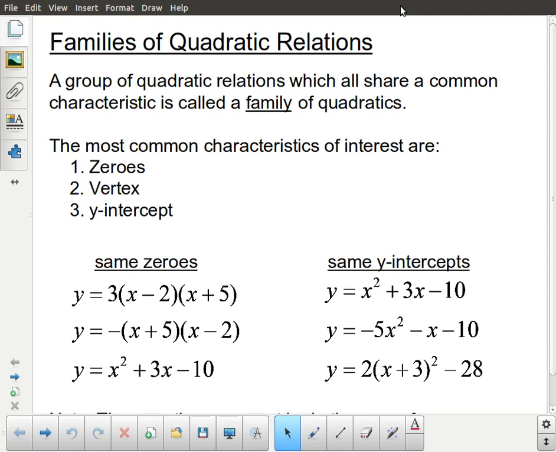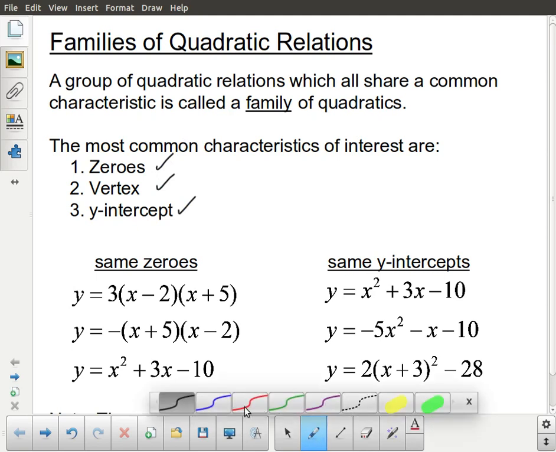Some of the common characteristics that we might see are things like zeros, the vertex of the parabola, and the y-intercept. It is certainly possible to have parabolas which are different from each other, but may have some of these characteristics in common. And when you have two or more quadratic relations which share a common characteristic, we group those together and they're called a family of quadratics.